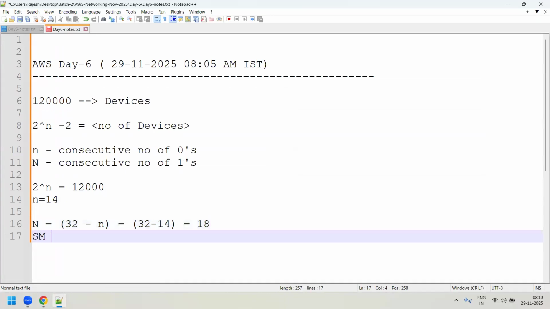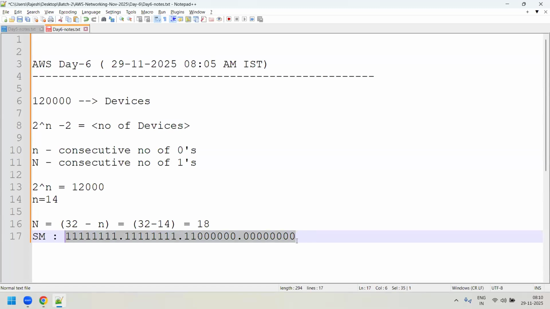So now your subnet mask will be 18 ones and 14 zeros, right? So it will be 1111, 18 ones. 8 plus 8 is 16, 32 bits, and dot, 16, 17, 18, and then the remaining will be zeros, 14 of them, like 1, 2, 3, 4, 1, 2, 3, 4, dot 1, 2, 3, 4, 1, 2, 3, 4. This will be the subnet mask value, right?